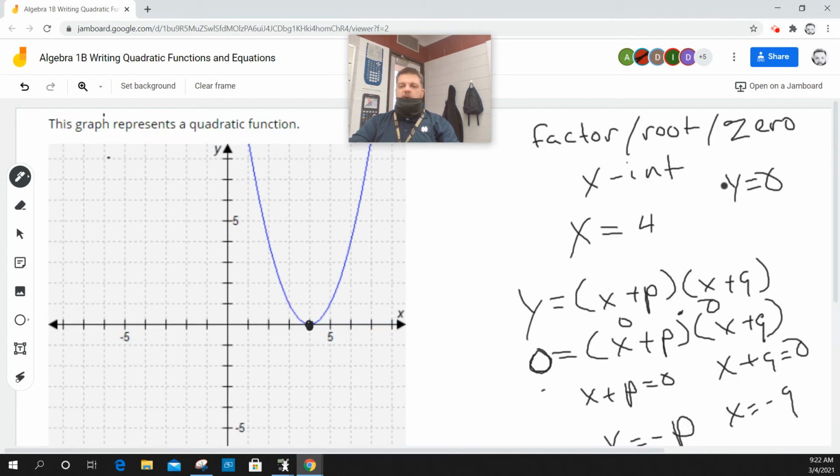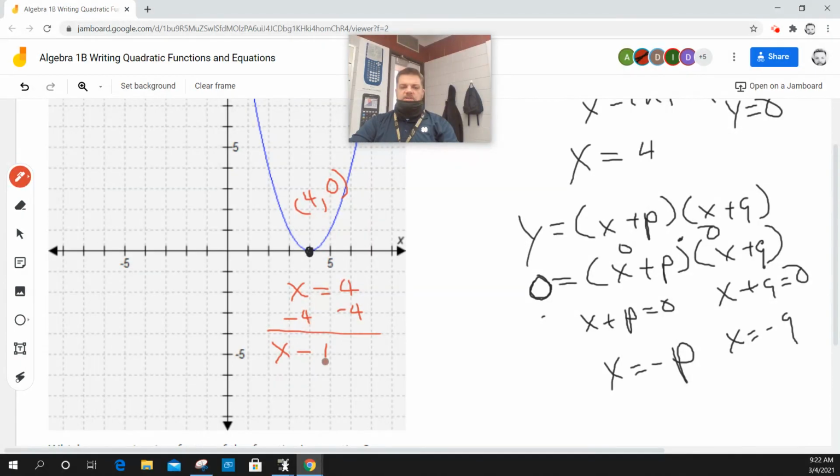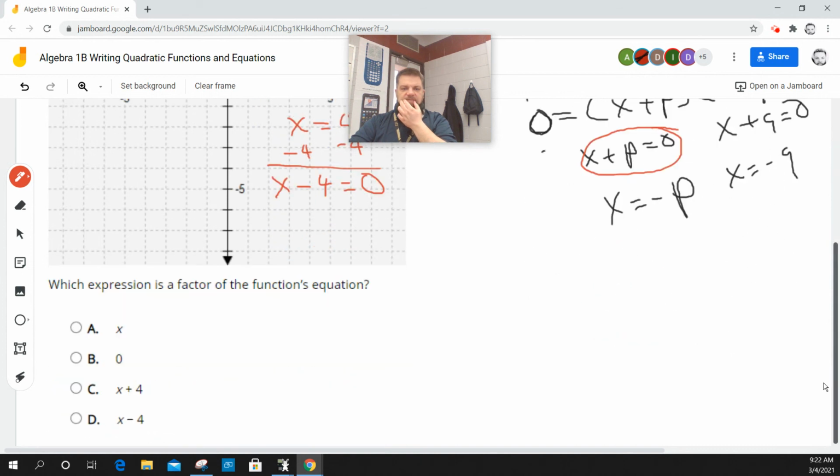But that's based on when y equals 0. So if I'm told x equals 4, in other words, if I'm told that x equals 4 when y equals 0, because this is the point (4, 0), then I just work backwards. I subtract 4 from both sides, and I get x minus 4 is equal to 0. Hey, guess what? That's a factor, right? So the factor of this is x minus 4.